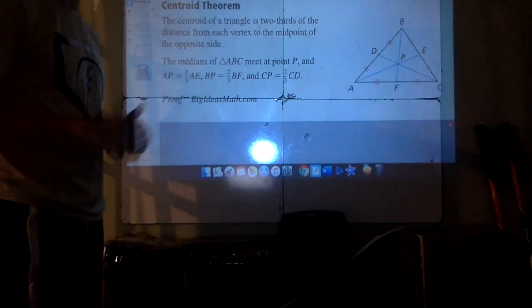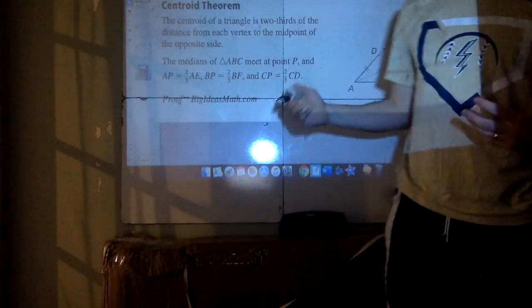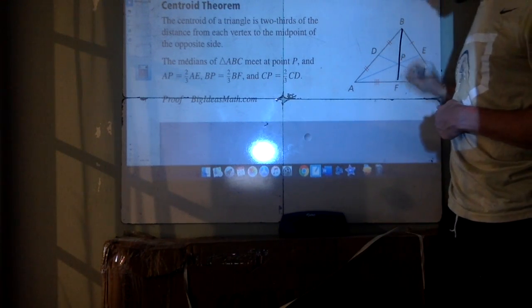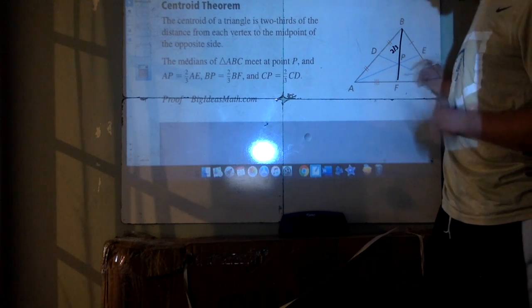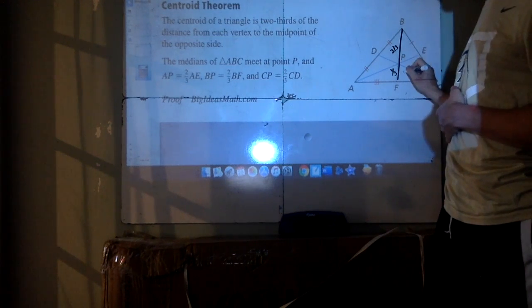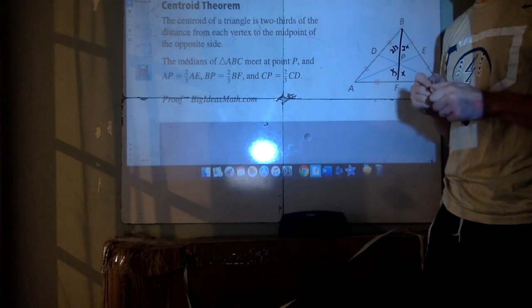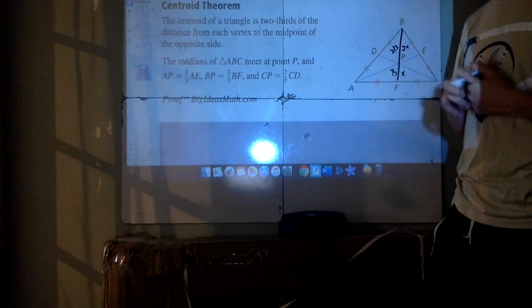So here's the centroid theorem, and I want you to add this to your toolkit, obviously. What it says is that if you look at this BF, this whole side, this part is 2/3 of the whole length, and this is the other third. Also saying if this was x, this would be double whatever that bottom side is. So pause this video, add this to your toolkit, and then we'll show how it applies.